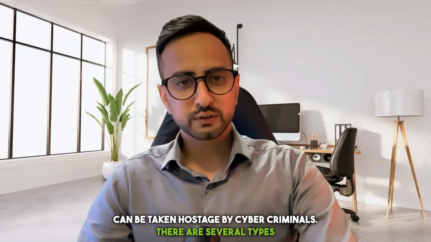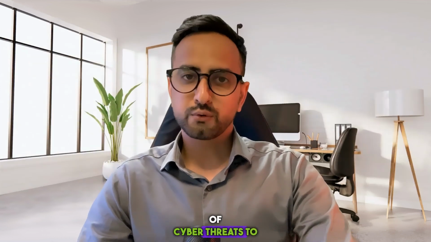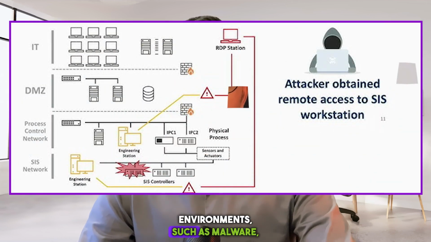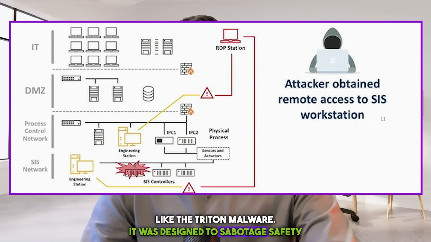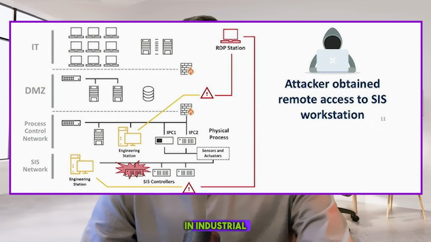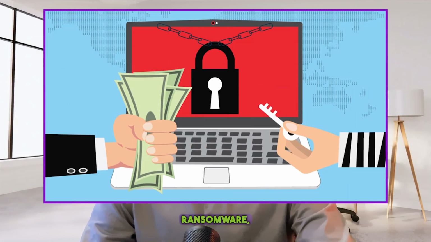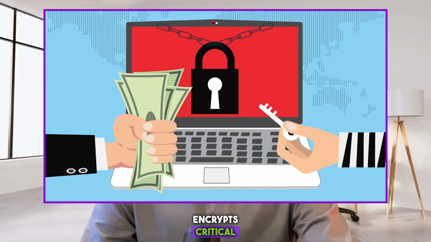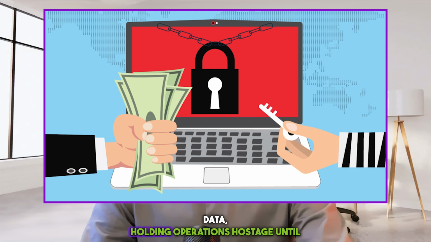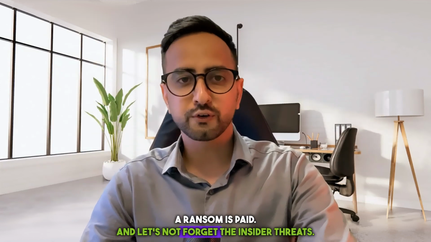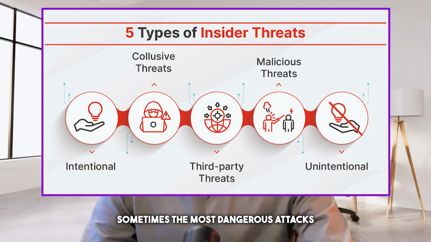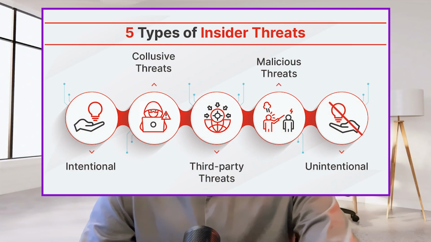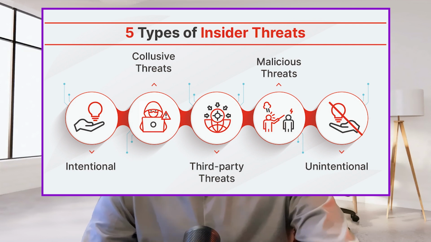There are several types of cyber threats to OT environments, such as malware, like the Triton malware. It was designed to sabotage safety systems in industrial plants. Ransomware, of course, encrypts critical OT data, holding operations hostage until a ransom is paid. And let's not forget the insider threats. Sometimes the most dangerous attacks come from within the organization, often due to poor access control.